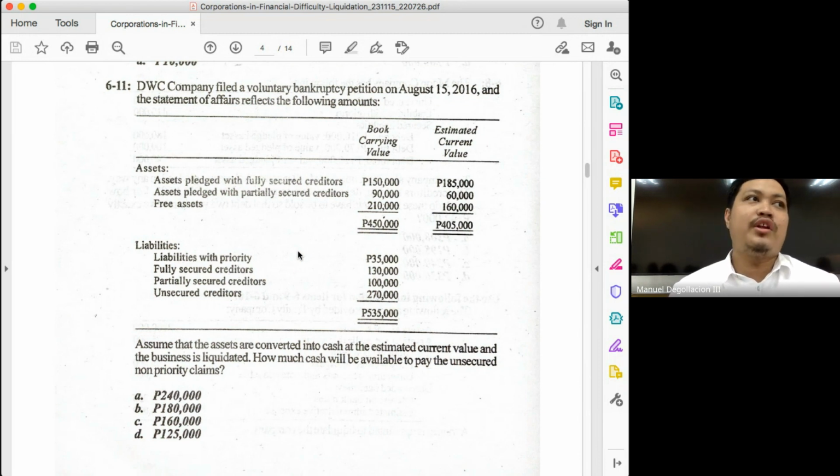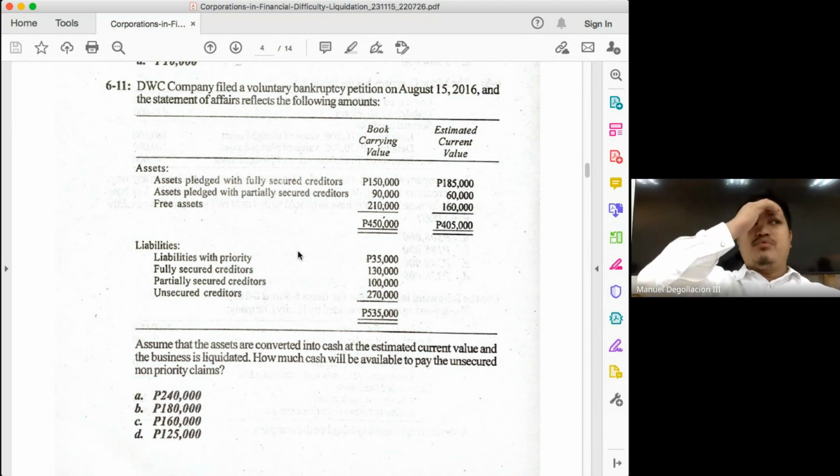So if the first question is how much will fully secured creditors receive, no need to compute, class. You just look at the given and your answer would already be 130,000. Let's skip partially secured. Let's answer liabilities with priority. How much will be paid to your liabilities with priority? Again, no need to solve. They will get 100% of their claim. And how much is your liabilities with priority? 35,000. So if the problem asks how much will liabilities with priority receive, they will receive 35,000.